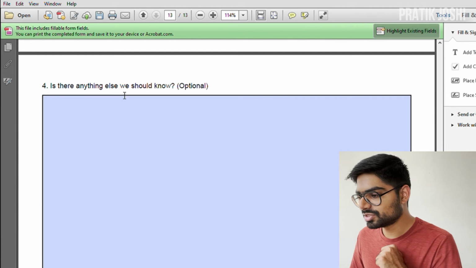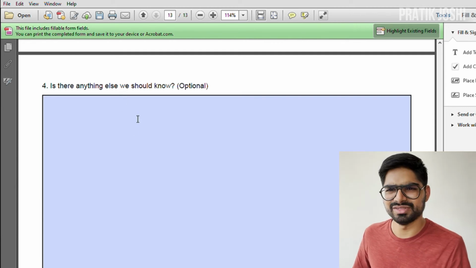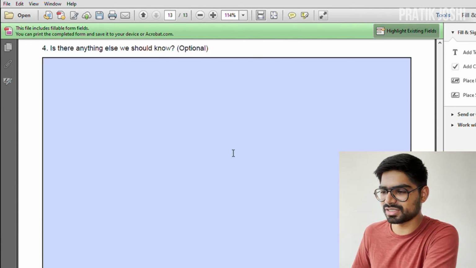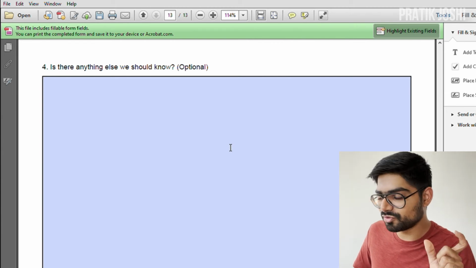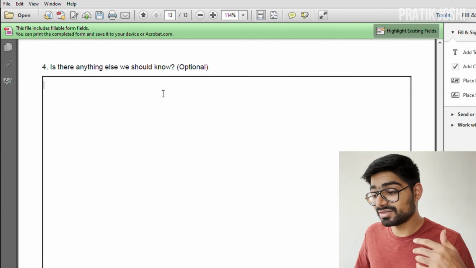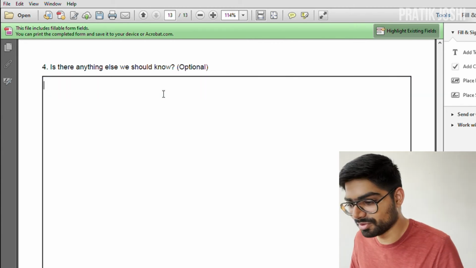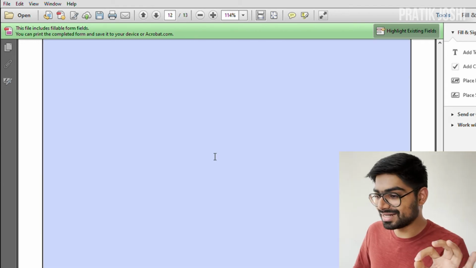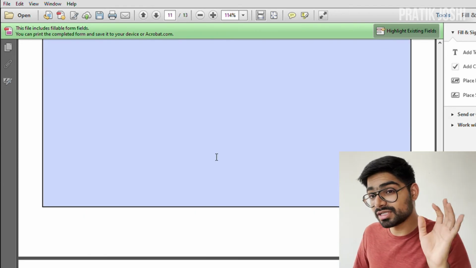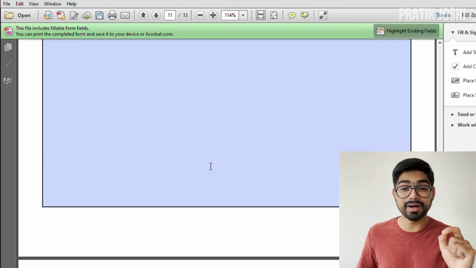Is there anything else we should know? Pretty self-explanatory, optional. If he answers it well using very effective words and vocabulary, it can turn the tide in your favor. So why not, if he's good at writing. So that is it in terms of the official LOR template.